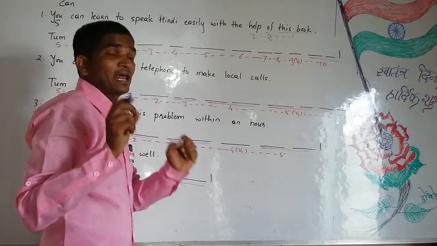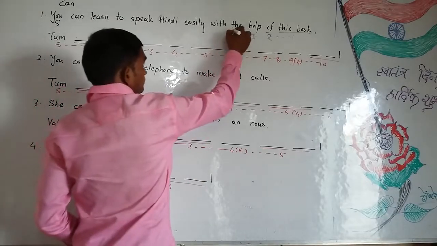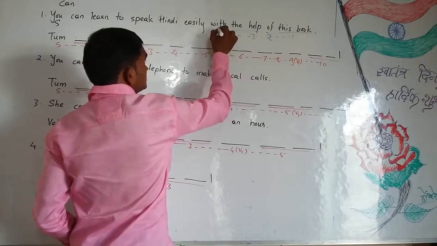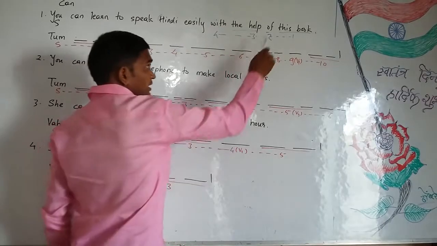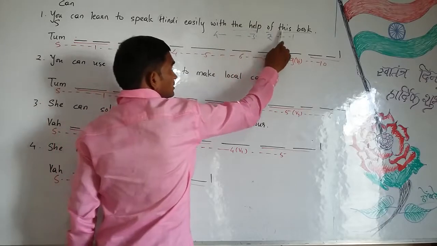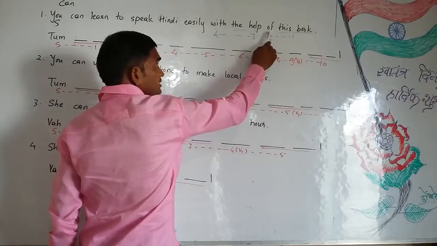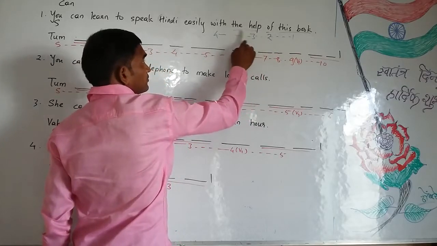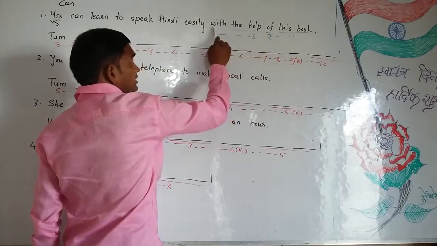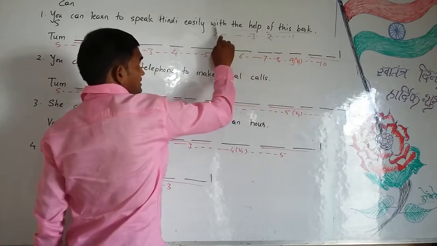Before two, above three is help. The Hindi word for help is sahyata. Before three, above four is with. The Hindi word for with is se. Is kitab ki sahyata se. The Hindi word for this book is kitab, of is ki, help is sahyata, with is se. Is kitab ki sahyata se.